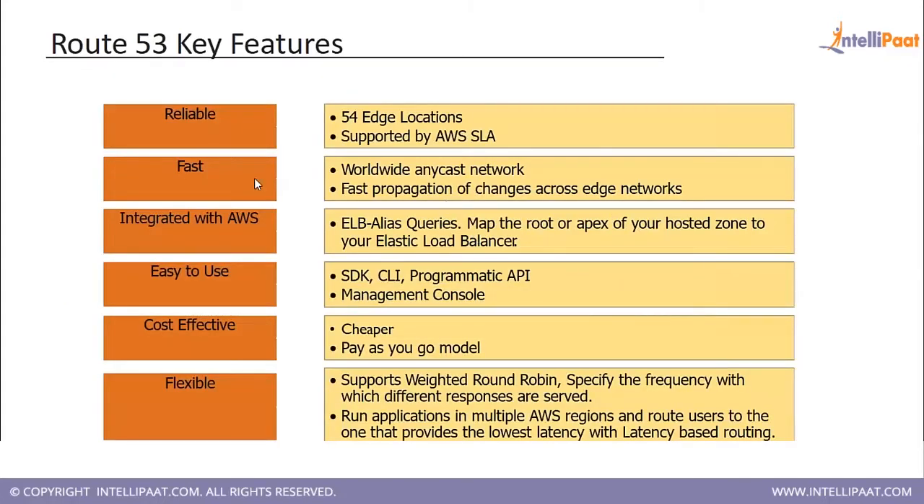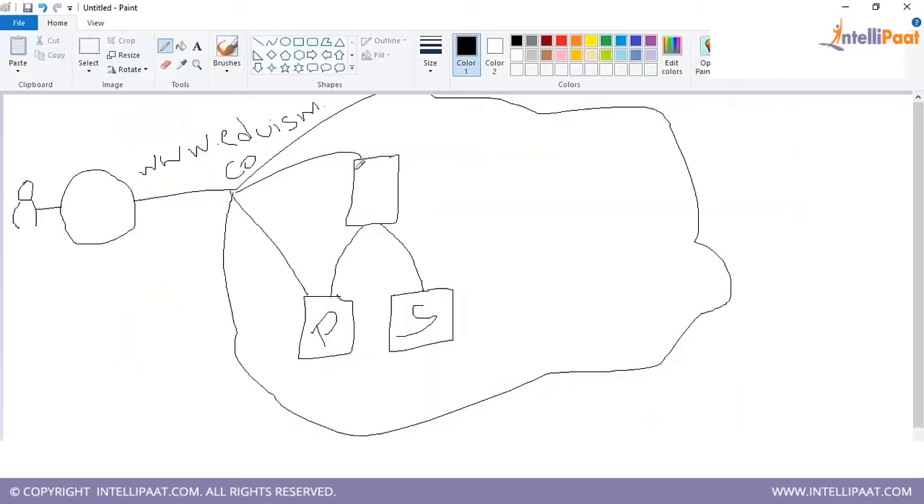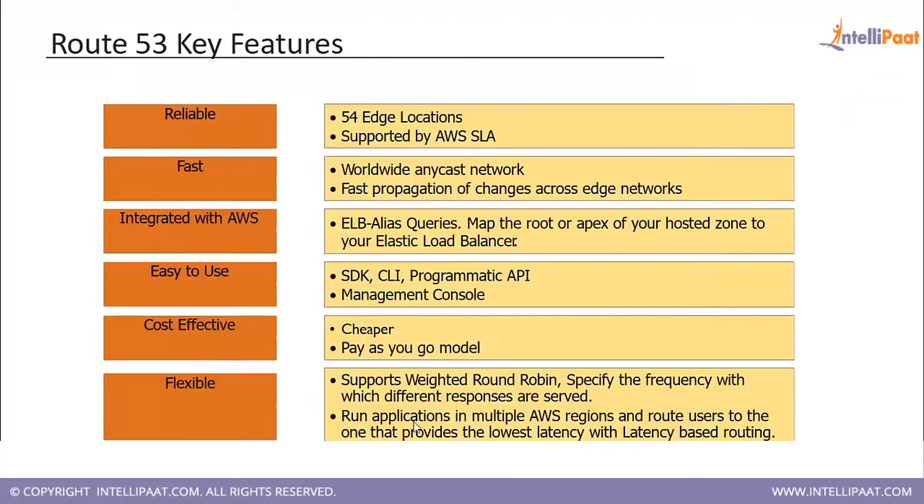So these are some key takeaway points. Now, it is reliable, fast, integrated with AWS, easy to use, cost effective, and flexible. It is reliable because it works on the concept of edge locations. So there are 54 edge locations supported by AWS, and it can be managed using the command line interface as well. It is quite cheap, and it follows round robin scheduling. So if the request is coming onto the Elastic Load Balancer, it has the capability of following round robin scheduling to distribute the traffic among the various servers.